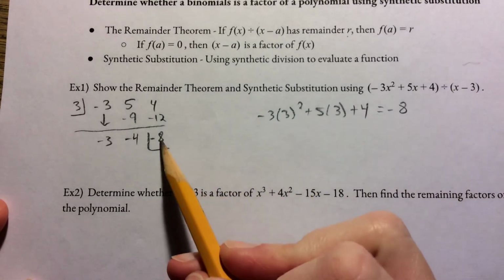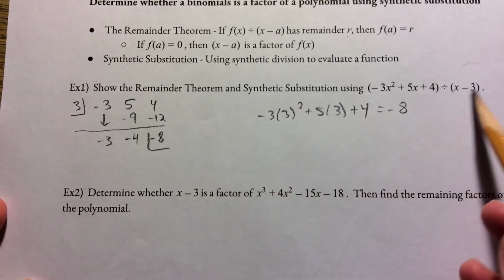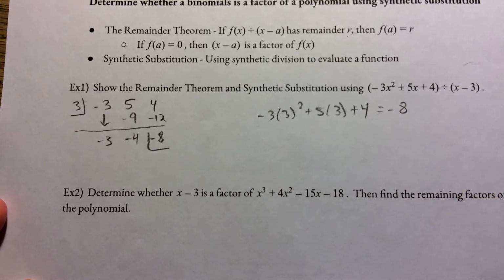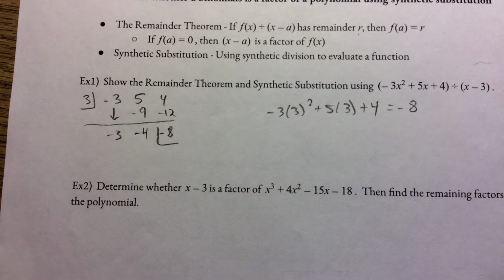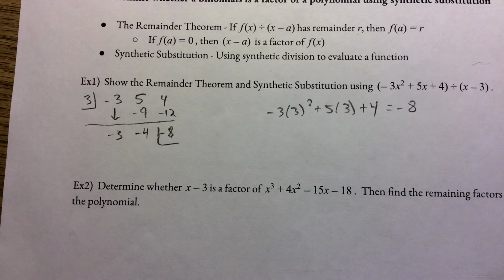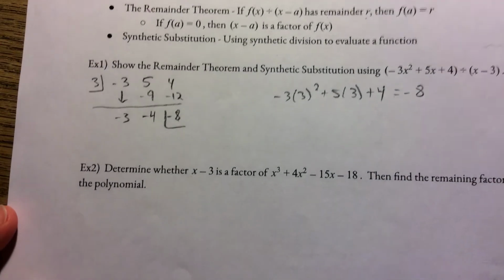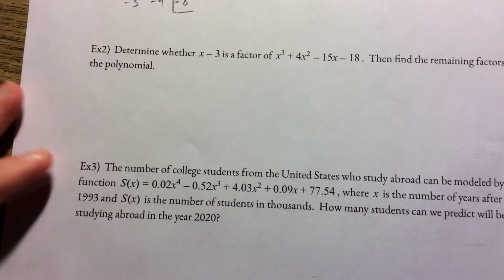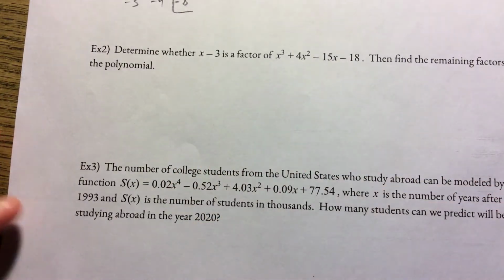If you do this and you get a remainder of 0, then that means it is a factor of that polynomial. Just like if you do division, if I do 12 divided by 4, I have no remainder because 4 is a factor of 12. Same thing with polynomials. So example 2 says determine whether x minus 3 is a factor of this and then find the remaining factors of the polynomial.